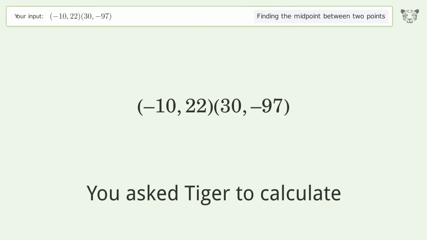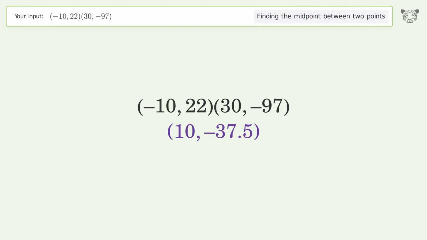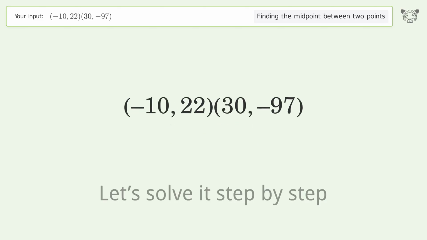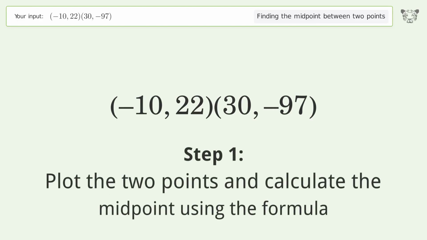You ask Tiger to calculate. This deals with finding the midpoint between 2 points. The midpoint between the 2 points is 10, -37.5. Let's solve it step by step. Plot the 2 points and calculate the midpoint using the formula.